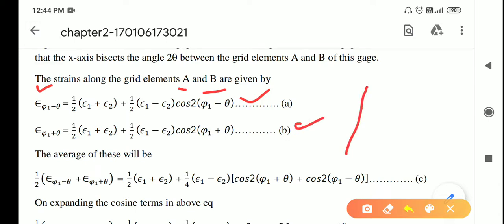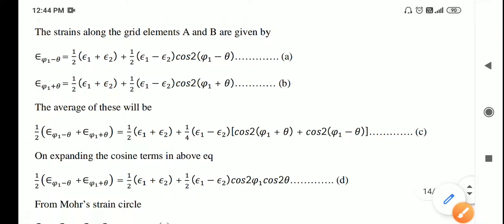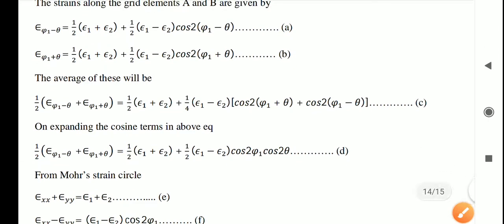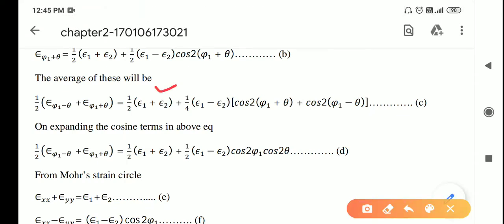Okay, so in here if you take the average of these two equations, we are going to get the equation as half of epsilon 1 plus epsilon 2, plus 1 by 4 of epsilon 1 minus epsilon 2 in the bracket cos 2 phi 1 plus theta plus cos 2 phi 1 minus theta. This is the equation you are going to get, which is taken as C.